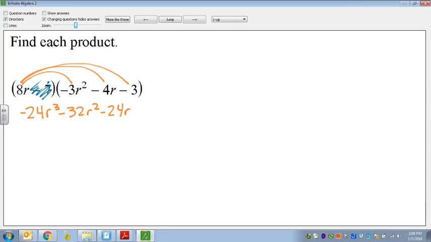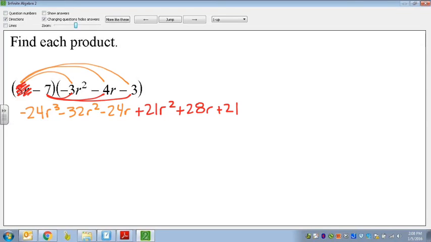Okay? Then let's bring back that negative 7 and cross out the 8r this time. And now we'll distribute the negative 7 to everything. So it would be positive 21r squared plus 28r plus 21.